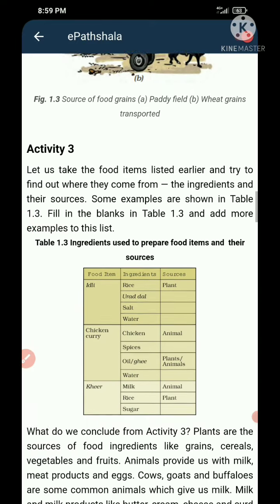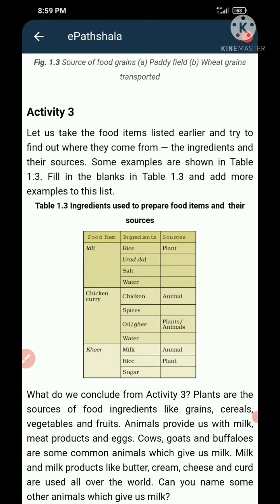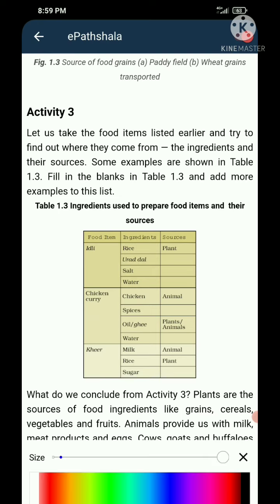Now let's understand Activity 3, the different ingredients of some items. Like let's take idli. Idli is made with rice, urad dal, salt and water. These are plant sources. So basically idli is a vegetarian food.